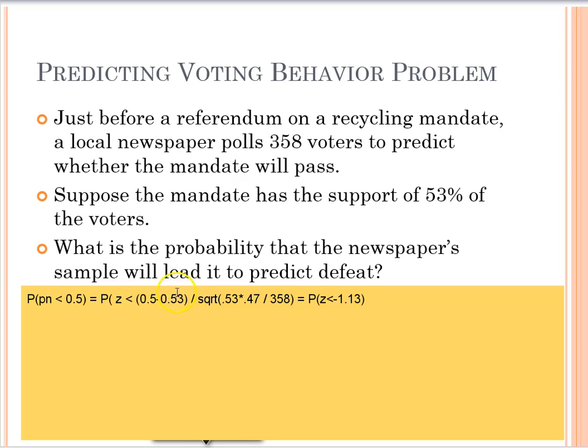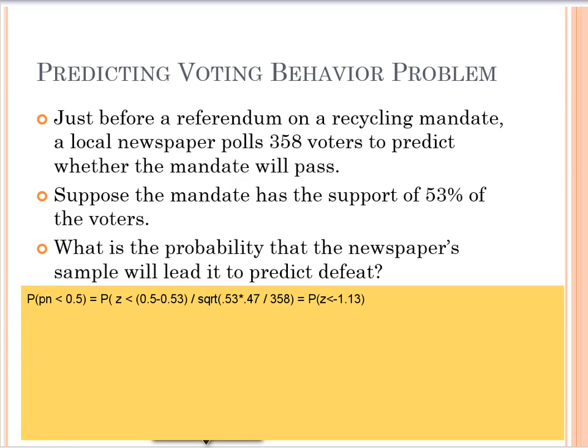We can use this 0.53 to generate our standard deviation. Our standard deviation is the square root of P times Q, where Q is 1 minus P. So that's how I got 0.47. And then I divide by the sample size. Here they've surveyed 358 people, and so that is my sample size. When I calculate that out, I get a z-score of negative 1.13.